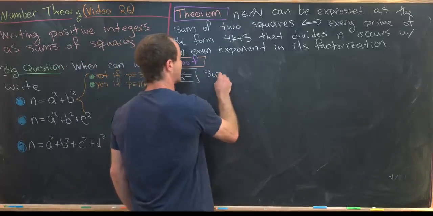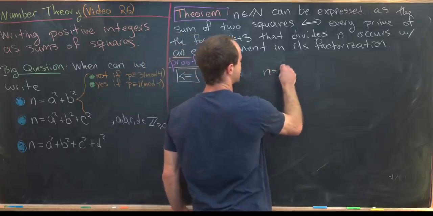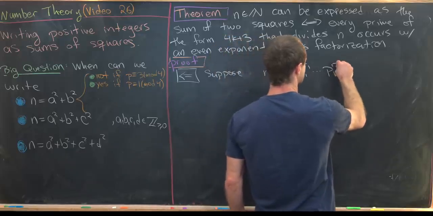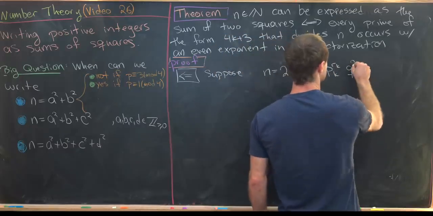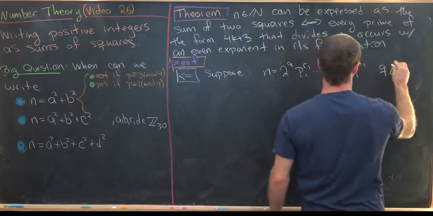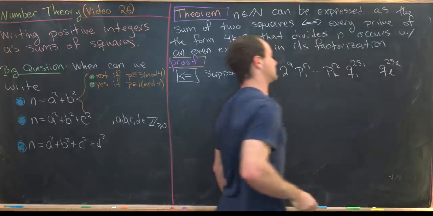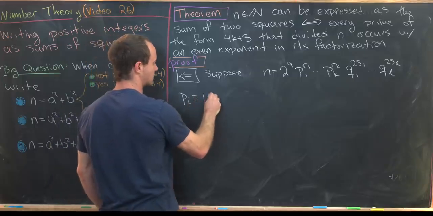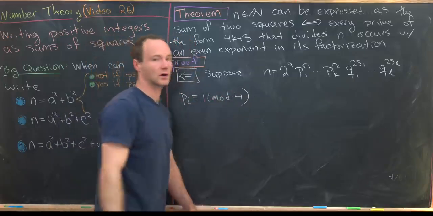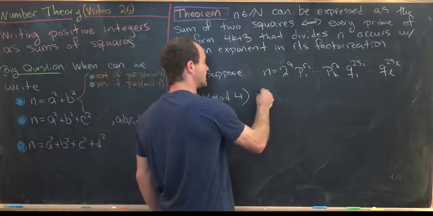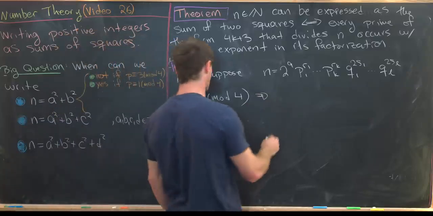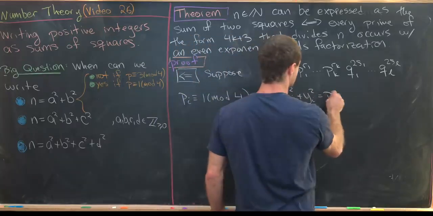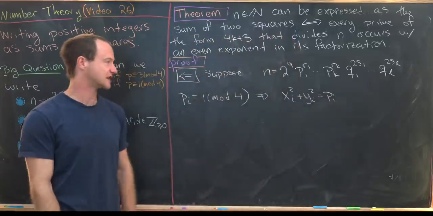So let's suppose that we have a prime factorization. We'll take n and write it as 2 to the a, p1 to the r1, all the way up to pk to the rk, and then q1 to the 2s1, all the way to ql to the 2sl. With my notation here, all of the pi are congruent to 1 mod 4. That means they can all be rewritten as the sum of two squares, so xi squared plus yi squared equals pi. That's what we just got done proving.